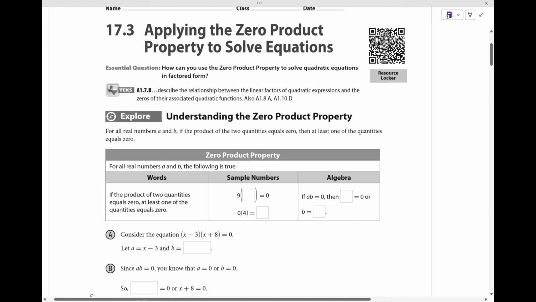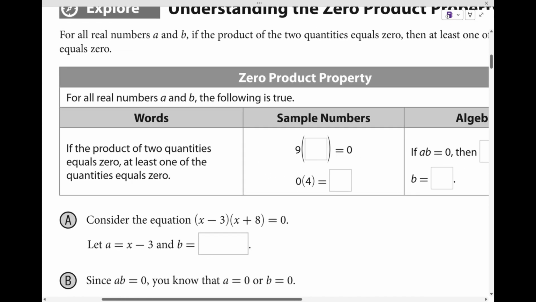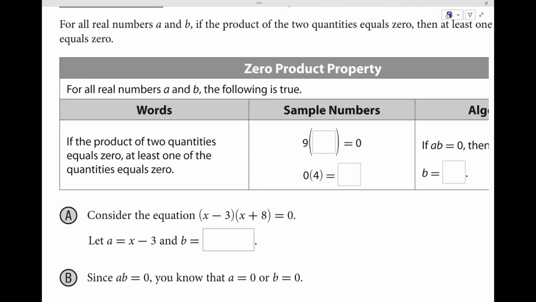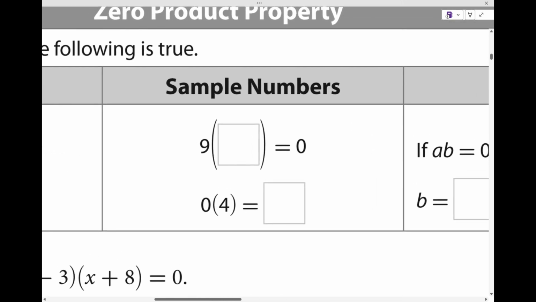So, there's this thing called the Zero Product Property. What it says is if the product of two quantities equals 0, at least one of the quantities equals 0. For example here, if I know 9 times some number equals 0, I know this number has to be 0 because 0 times anything is 0, right? 9 times 0 is 0. I couldn't have any other number here to make this 0. This would be incorrect. So this has to be 0 in order to do 9 times 0 is 0.